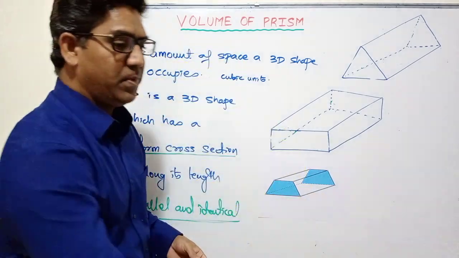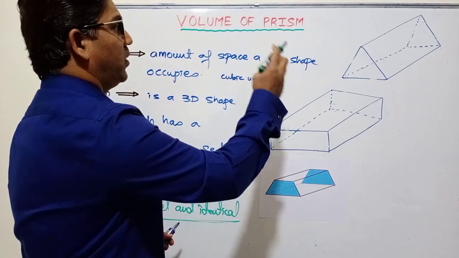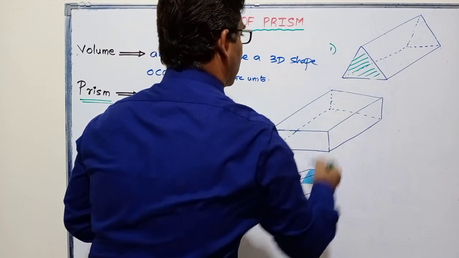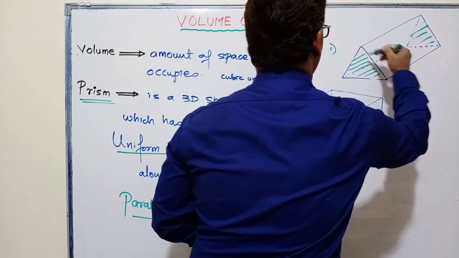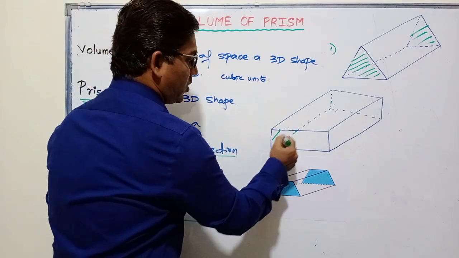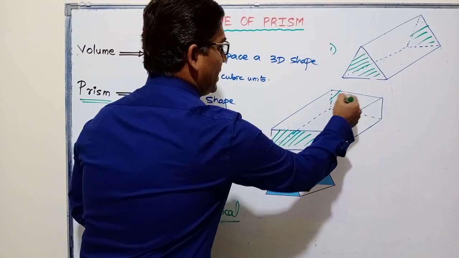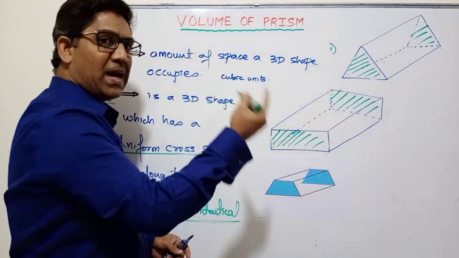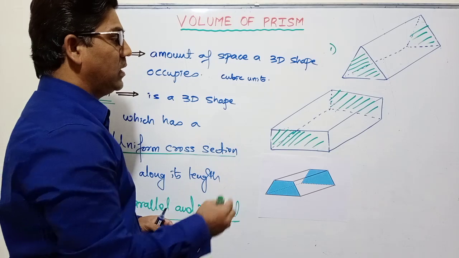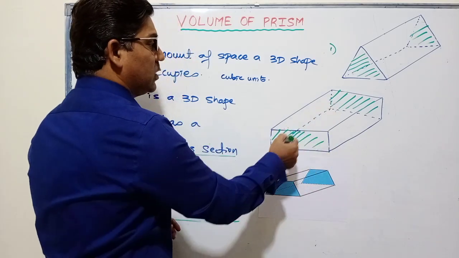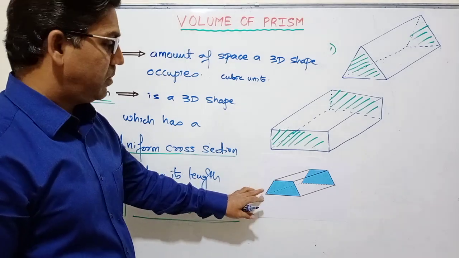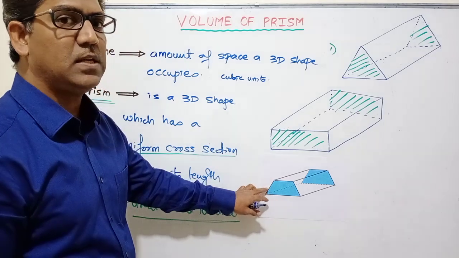Now, let's have a look at the diagrams here. In this first diagram, the triangle is my cross section, so I will shade it. The shape of the cross section is a triangle, so we call it a triangular prism. In the second one, I will shade the cross-sectional faces, the front face and the back face. These two faces are parallel and identical. The word identical means they are equal in shape and size, or they are congruent. So the shaded part is my cross-sectional area. The third one is a trapezoidal prism, because the cross-sectional face is a trapezium.